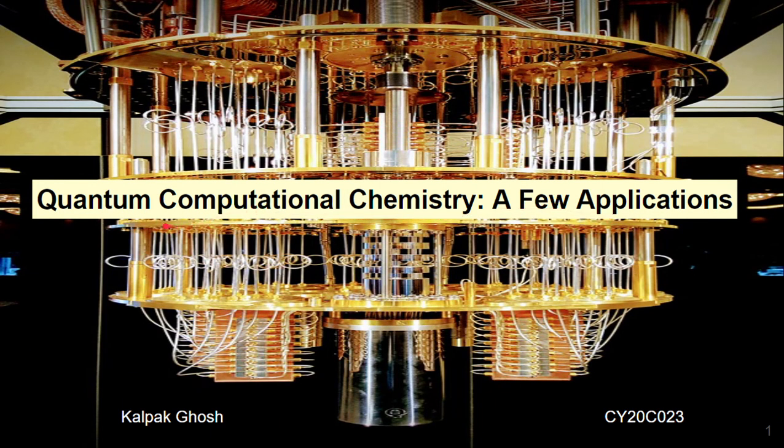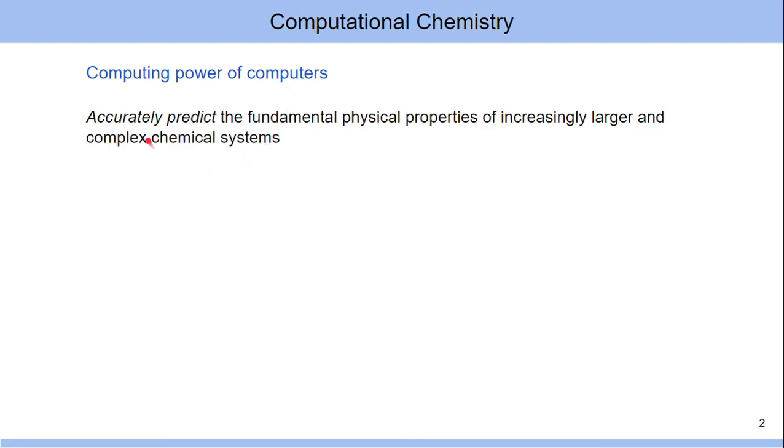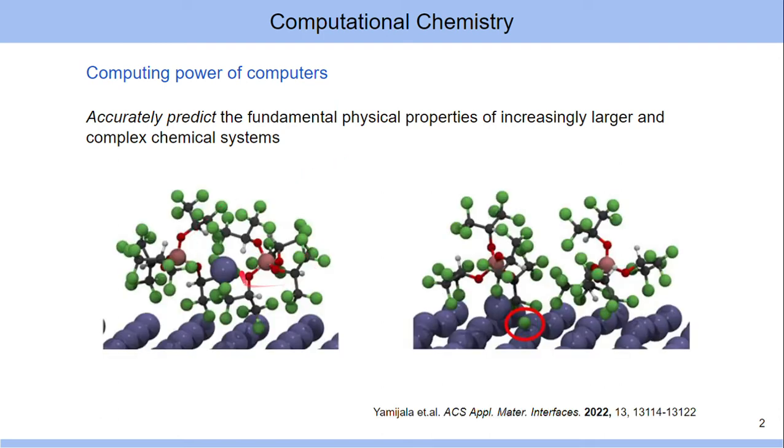Today I will be presenting on quantum computational chemistry, or how one can use quantum computers for computational chemistry. Computational chemistry involves leveraging the computing power of computers such that one can accurately predict fundamental physical properties of useful molecules, and the more useful the molecules are, the larger and more complex these molecules become. For example, one can find out the electrochemical properties of various electrolytes on the surface of calcium atoms, and this is useful for the development of calcium ion batteries.